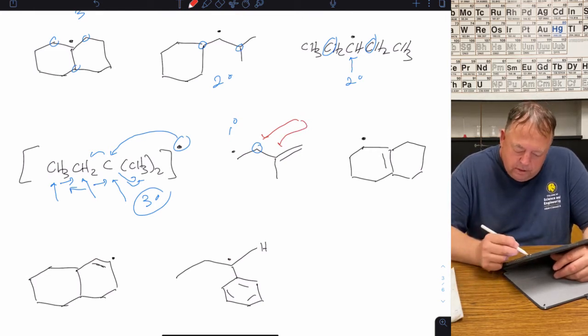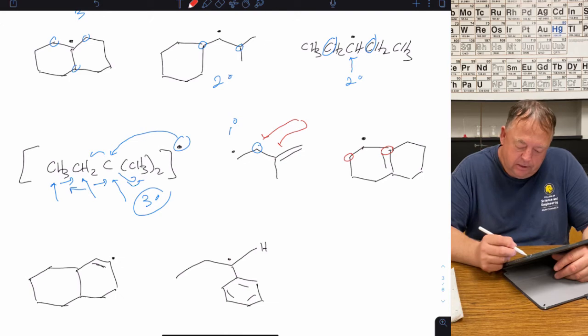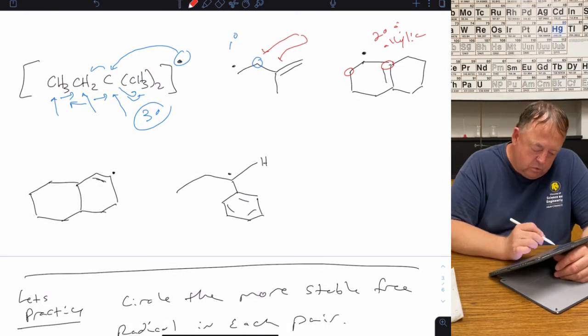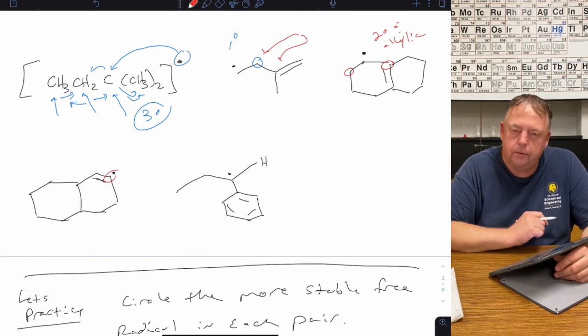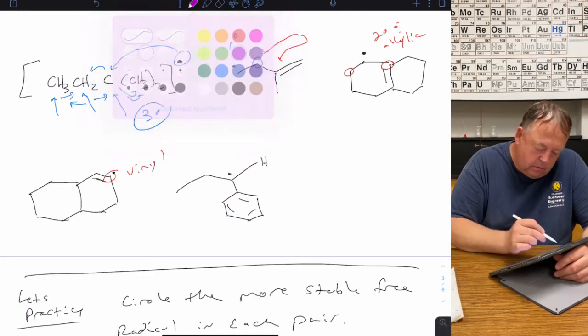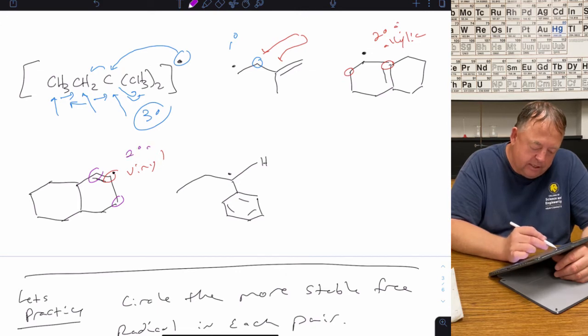So this next one has 2 carbons attached to it, and one of those carbons is part of a double bond, so that's going to be allylic. So it's going to be secondary and allylic. And this one, the radical is directly on a carbon-carbon double bond, so it's vinyl. And that radical carbon has 2 carbons attached to it, so it's secondary and vinyl.